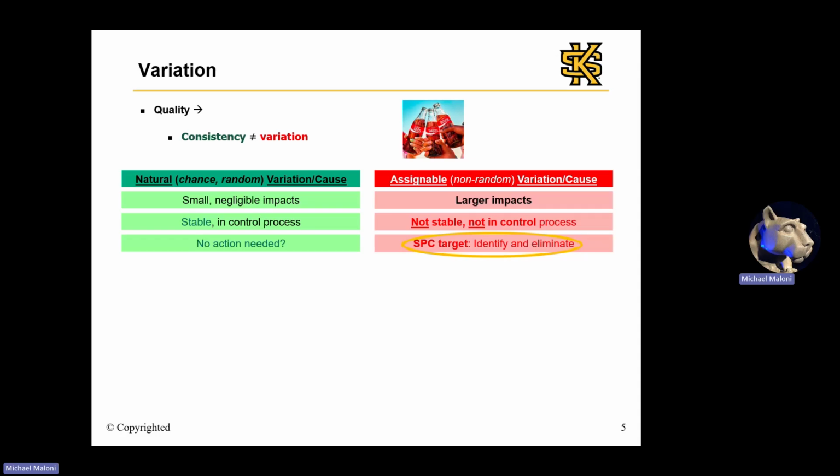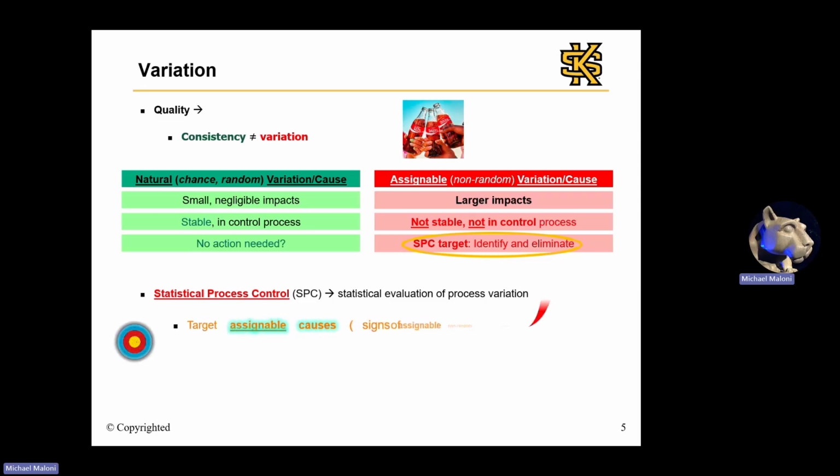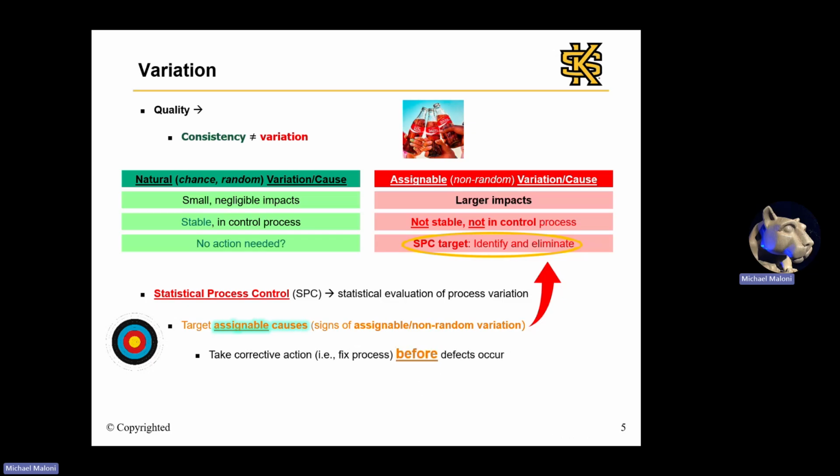So we'll define statistical process control, SPC, as the statistical evaluation of process variation. And again, variation is the opposite of consistency. We look for signs of assignable variation that lead us to identify and then fix assignable causes. And we can take corrective action before the defects occur.